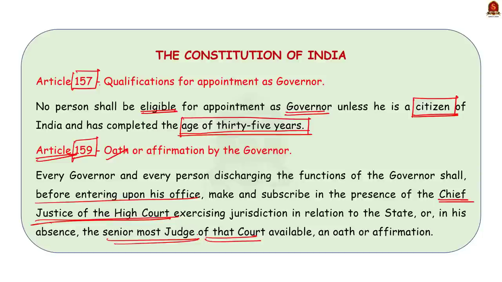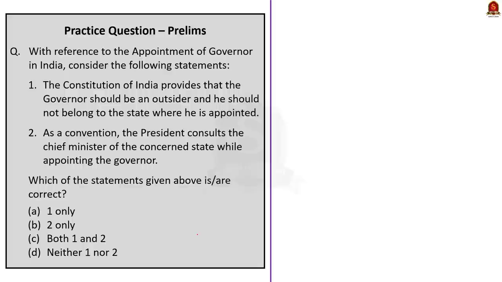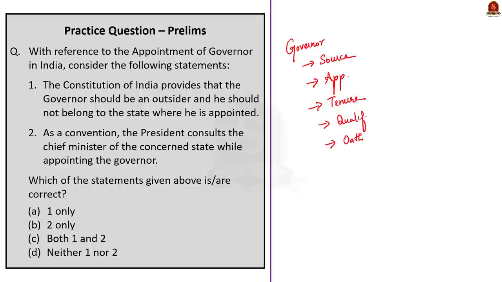Now that's all regarding this discussion. In this discussion, we saw about the Office of Governor, from where this provision is borrowed, and after that we saw about the appointment of governor, tenure, qualifications, and finally we ended our discussion by seeing the oath or affirmation by the governor. Now take note of all of these points, and with this we shall move to the next article discussion.